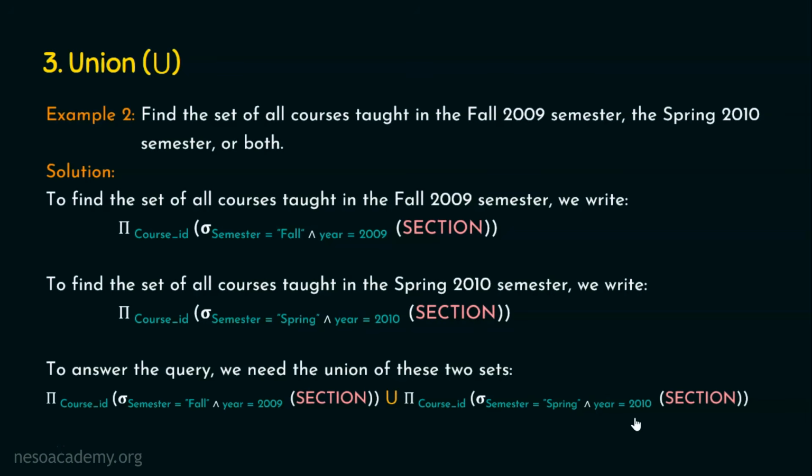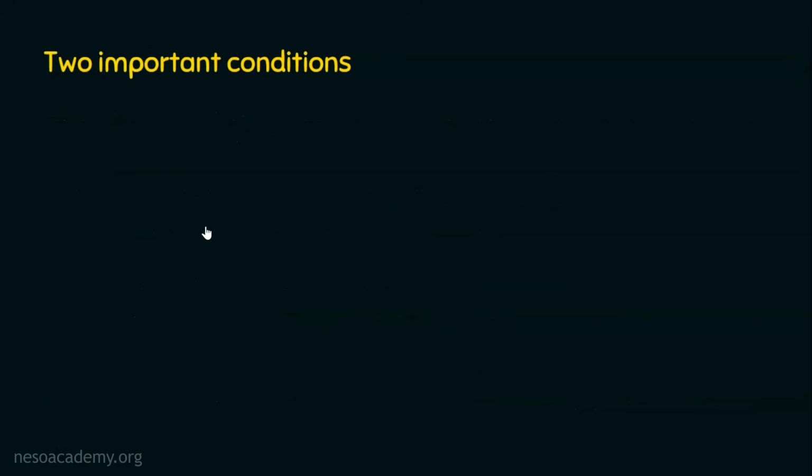So the output is going to be the set of all courses taught in the fall 2009 semester, the spring 2010 semester, or both. Before we sign out, let's see the two important conditions for performing the union between two tables. The two important conditions for what? For R union S to be valid.